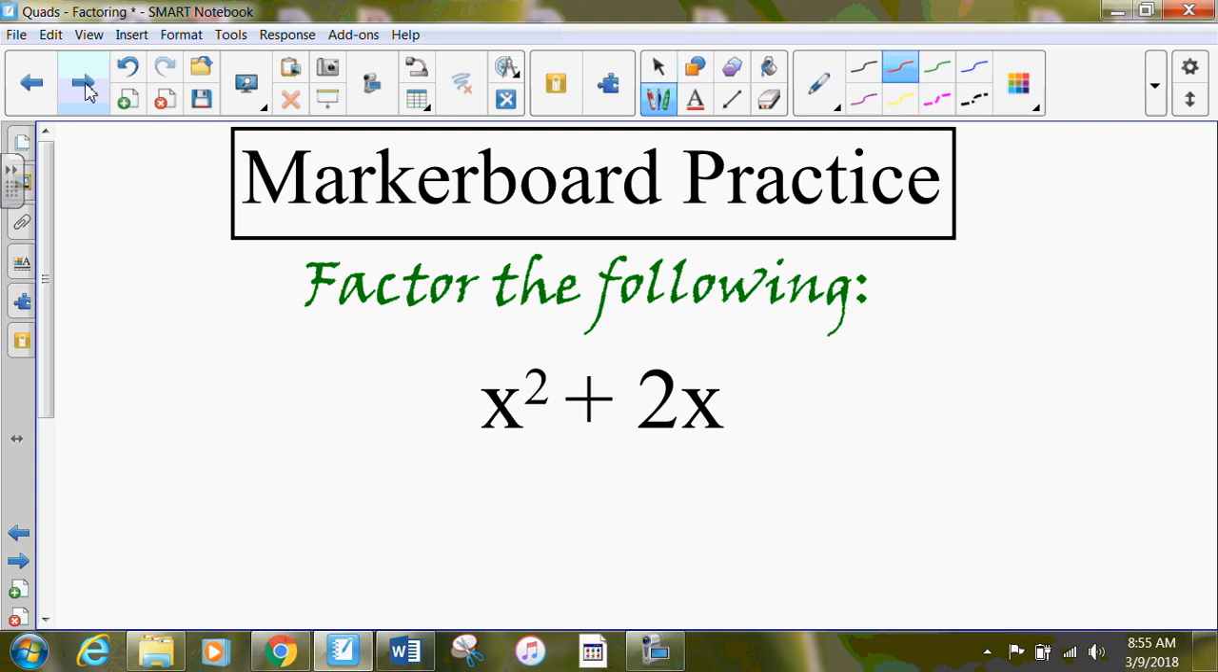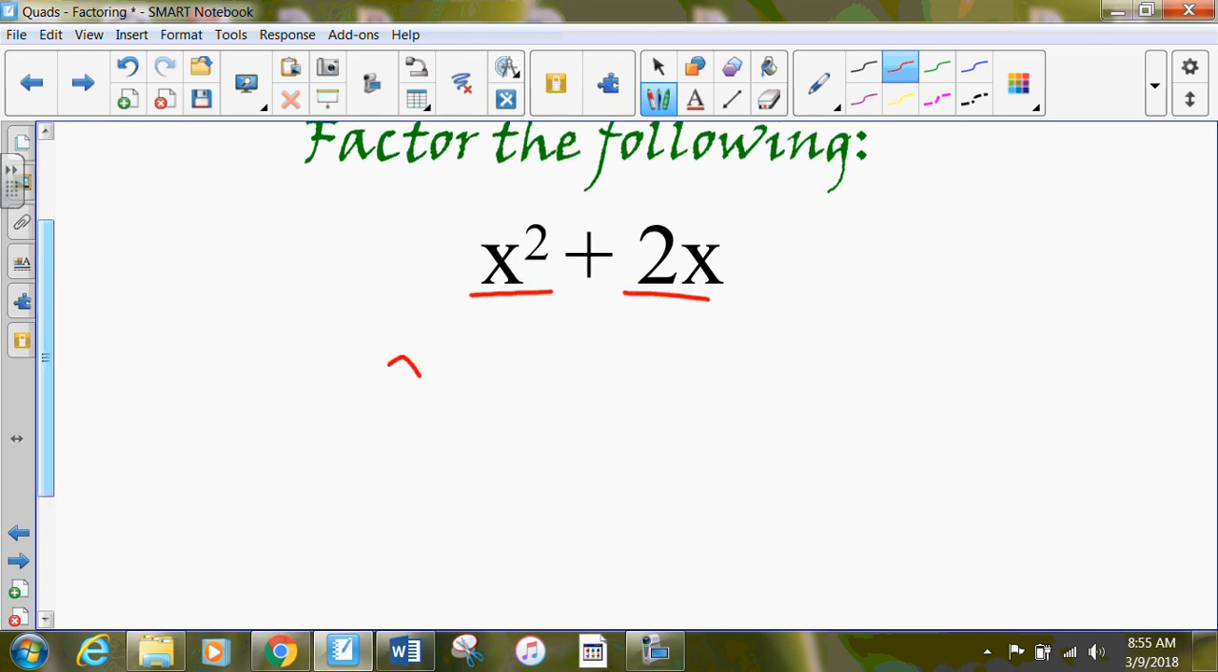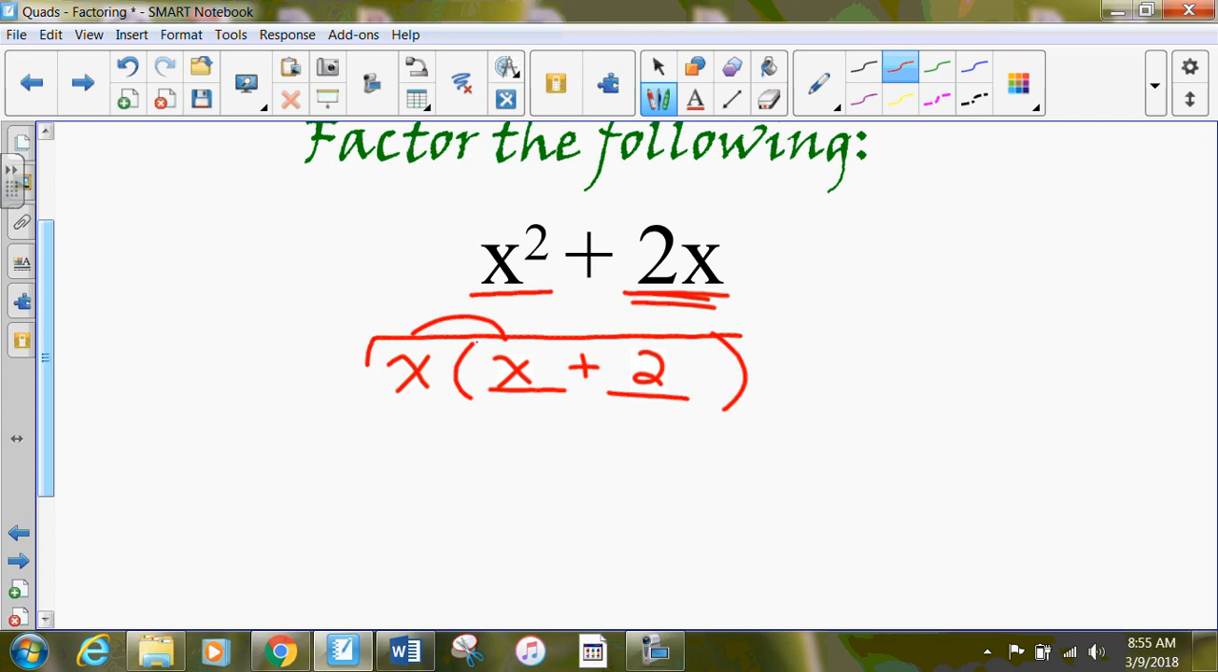All right, so I'm looking at x squared and 2x, and I see the biggest thing that goes into both of those terms is an x. So I'm going to take out an x. I'm going to put in this spot whatever would give me an x squared when I distribute, and that's going to be x, right? If I distributed, x times x gives me the x squared. In this spot, I'm going to put whatever, if I distributed, x times what is going to give me 2x. A positive 2, right? If I distribute, x times x gives me x squared, x times 2 gives me 2x. So this is a way to rewrite what was given to us by factoring out the GCF, the greatest common factor.